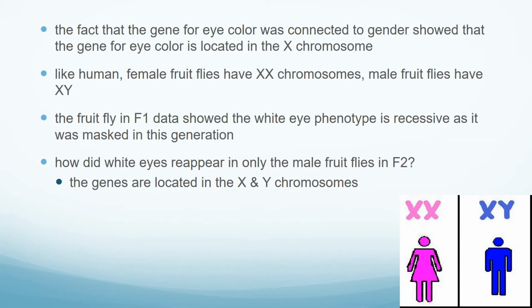Like humans, female fruit flies have the double X, and male fruit flies have X and Y. The F1 data show that the white eye phenotype is recessive, as it was masked in this generation, so very similar to our one and two trait crosses. So how did that reappear? The answer goes down to the X and Y chromosomes.